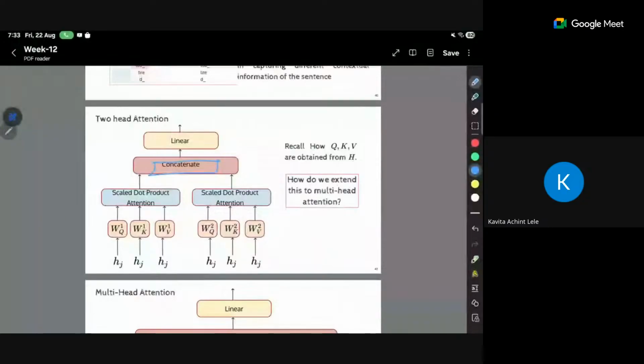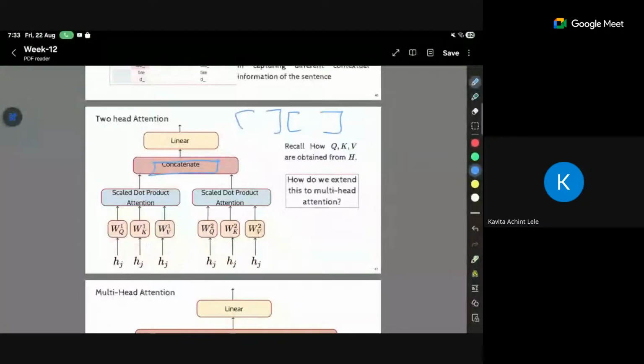We are not going to add them. Like h1 produces some output, some vectors, and h2 produces some vectors. We are not going to add them. We're going to concatenate them. So concatenation is like whatever your vector is, you just put one beside the other, right? Something like this.